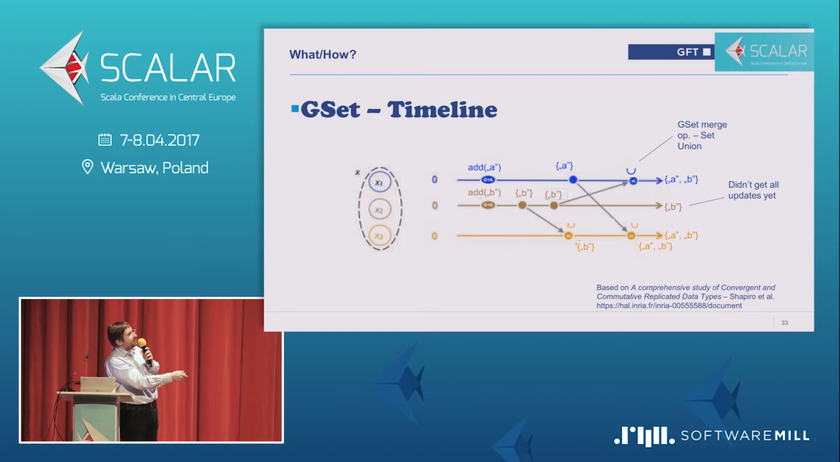So the A from here goes to here, the B goes here, so this is causal history, it is causally consistent. So first B goes here, and then A goes here, and then I get A and B. The B goes here, and I get A and B, and here I just didn't get an update from here yet. It's eventually consistent, so I have only B.